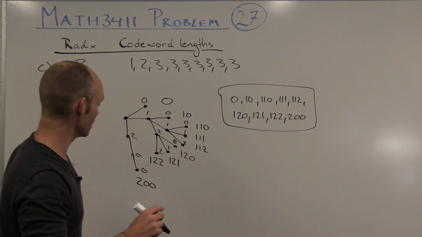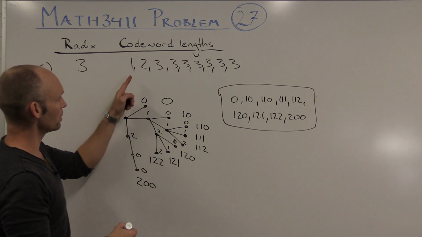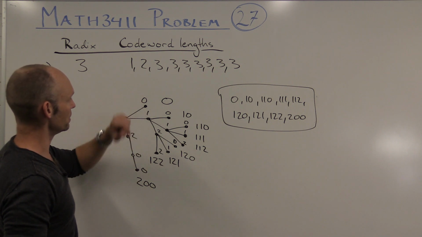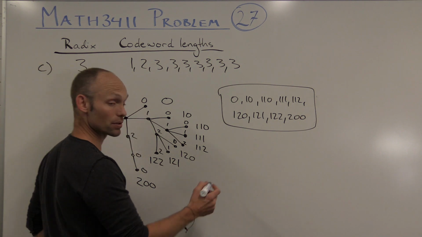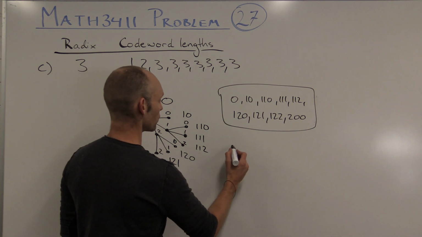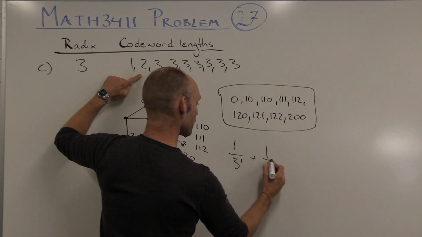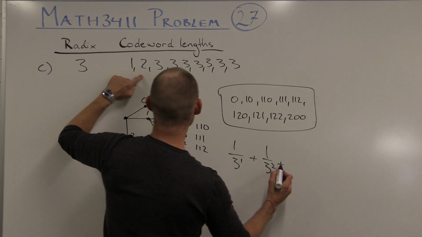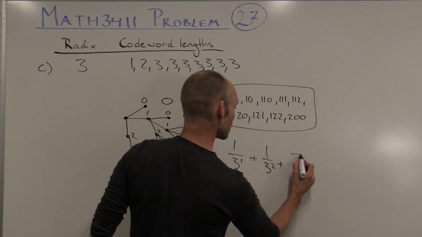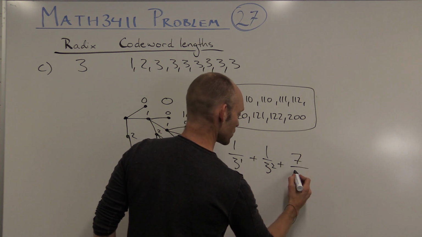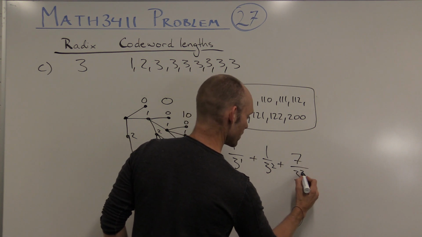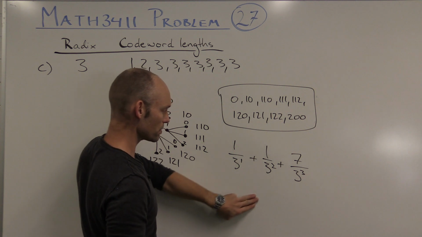Perfect. So, if we were to calculate the constants in the Kraft-McMillan Theorem, we have 1 over 3 to the power of 1, then we have 1 over 3 to the power of 2, plus 7 terms that are 1 over 3 to the power of 3, so 7 of those.